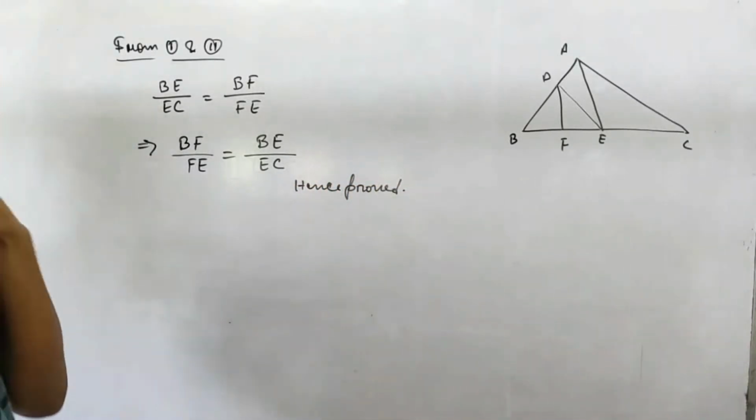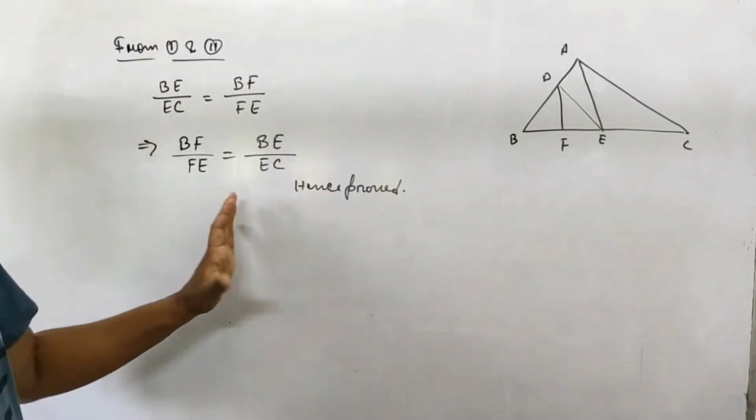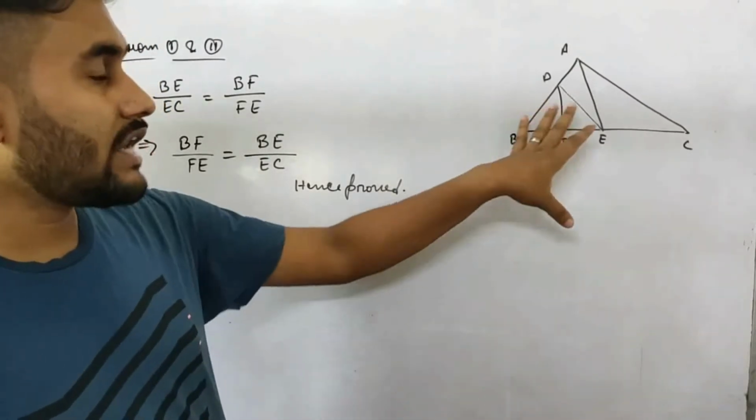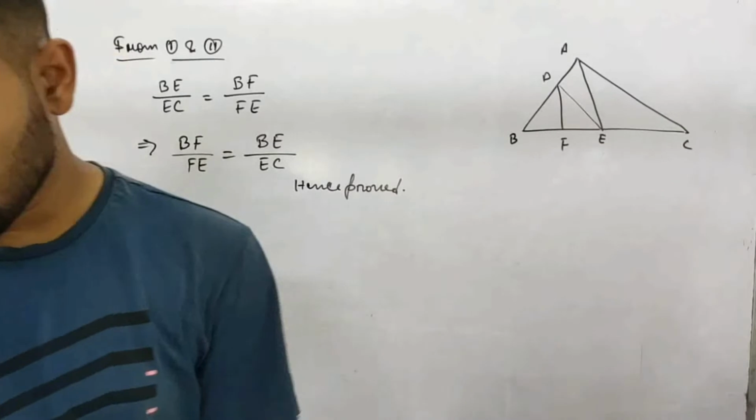Understood? So this is easier than question number 3. No plus 1 minus 1. Directly we have got the answer by equation 1 and 2. So use the Thales theorem. Find the triangle from this diagram, in which triangle what is parallel. Understood? Let us see question number 5.